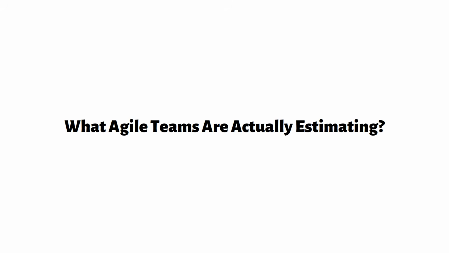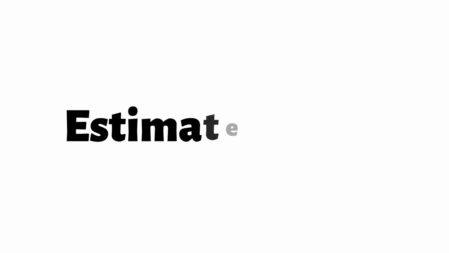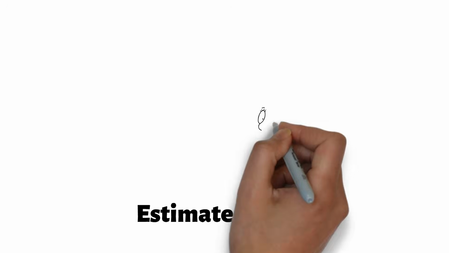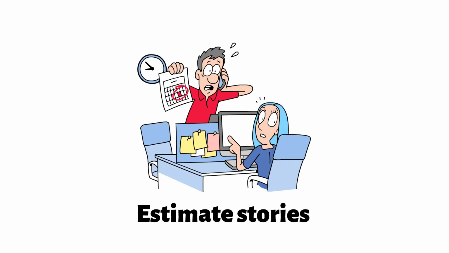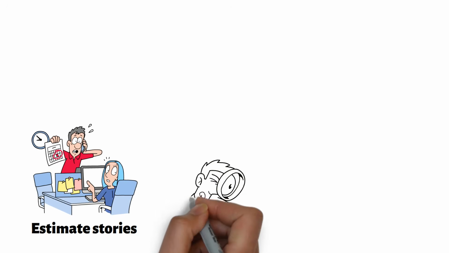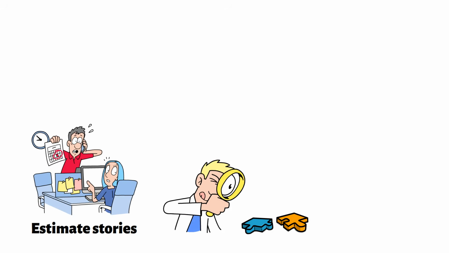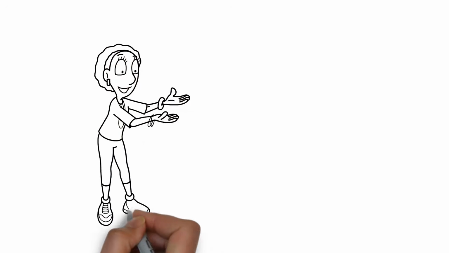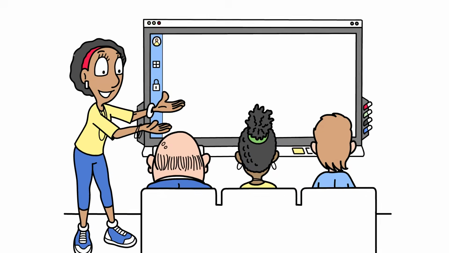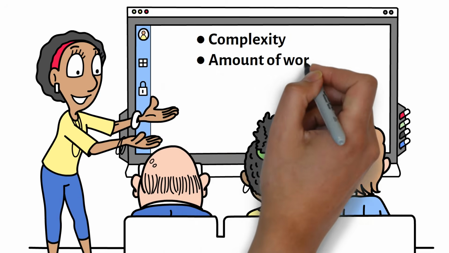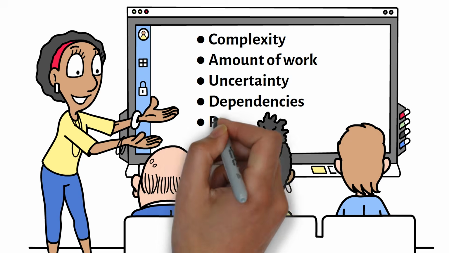Now let's talk about what Agile teams are actually estimating. When Agile teams estimate stories, they are usually not estimating exact hours or exact calendar duration. Instead, they evaluate the overall size and difficulty of the work. That evaluation often includes several factors combined together. The team may consider complexity, amount of work, uncertainty, dependencies, and risk.